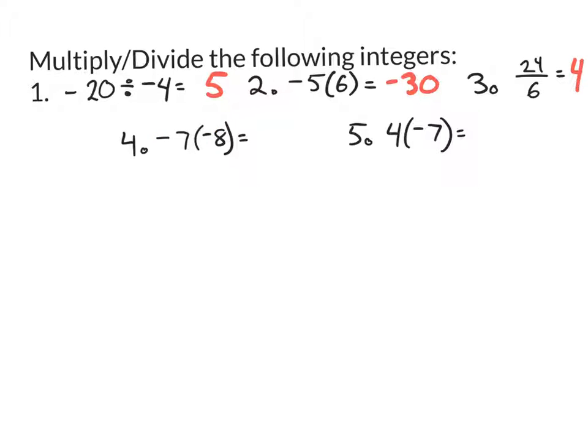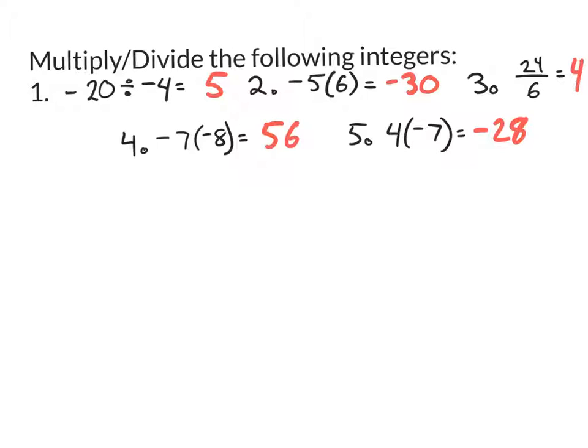What's the answer going to be? Positive 56. The signs are the same, the answer is positive. A negative times a negative equals a positive. A bad thing happens to a bad person, that's good. Number 5, the signs are different. The answer is going to be positive or negative? So what's the answer? Negative 28.